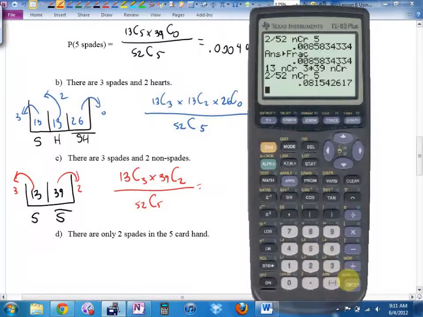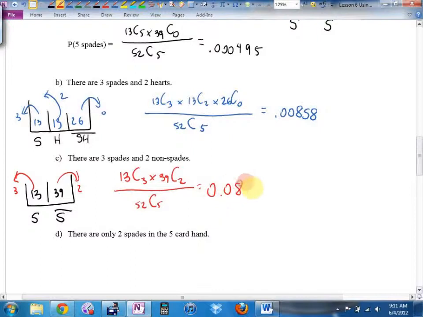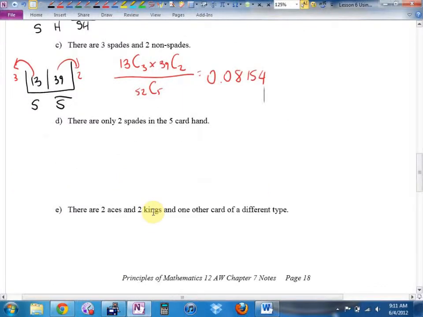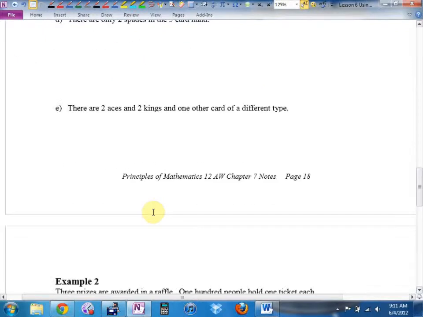I got 0.08154. Anyone else want to double check me? So our bucket approach, Vlad, works very well again. The equation kind of pops out. Double check, 13 plus 39 is 52, 3 and 2 is 5. Yes, I haven't missed anything. Skip D, try E on your own. By the way, 2 aces and 2 kings. Good poker hand? Okay.